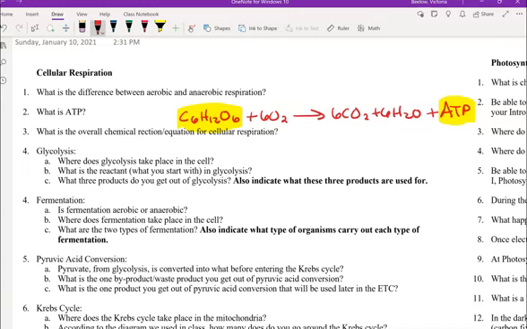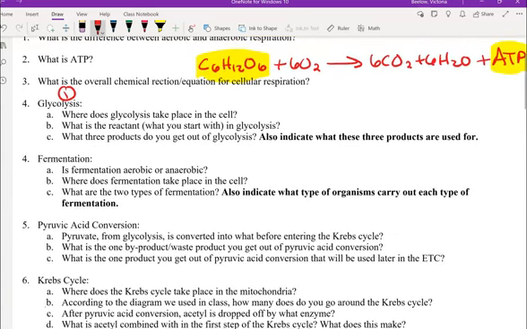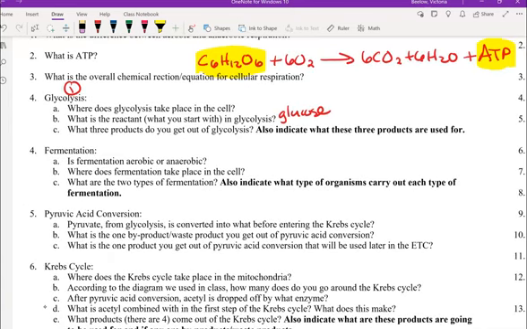Where does glycolysis take place? So this is the first step in cellular respiration, and that will take place in the cytosol or the cytoplasm. So basically outside of the mitochondria. What is the reactant? What do you start with? You're going to start with that glucose molecule. So you're going to be using this in that very first step, breaking it down.